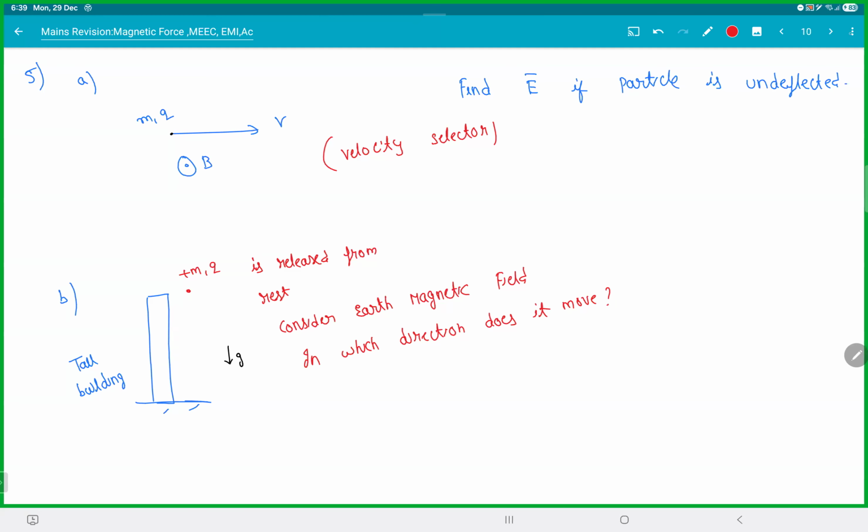So what is the answer for the first one? So QVB, the magnetic force will be downward. So if you want to cancel this, you need an electric field here in this direction, QE.